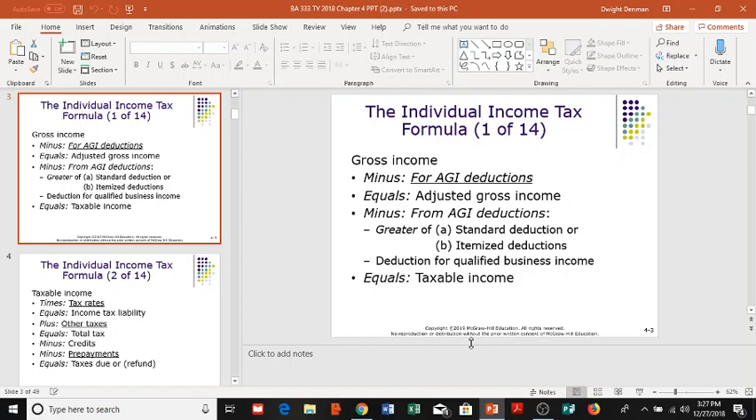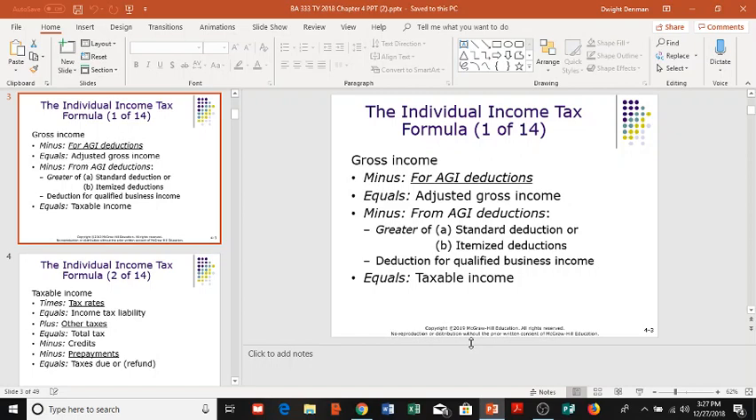Okay, well, what's from AGI deductions? Well, quickly, it's just two things. It's the greater of either the standard deduction or itemized deductions. We'll talk about that. Most people in 2018 are going to take the standard deduction because it's going to be the greater of standard or itemized deductions. The other from AGI deduction is the deduction for qualified business income, if any.